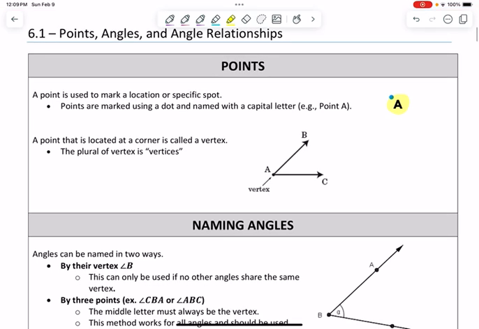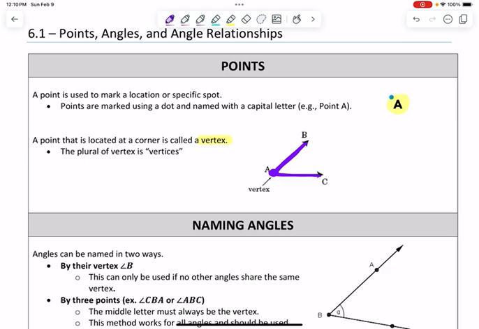Now, sometimes a point can be located where a corner is created. A corner in math is called a vertex. It's the point which exists exactly at that corner. So if I look at the diagram, I see what looks like a straight line with an arrow on it, and another straight line with an arrow on it, but they meet at the very specific point A. So we can say the point A is also a vertex. Now the plural of vertex, in case we're ever talking about more than one, is vertices.